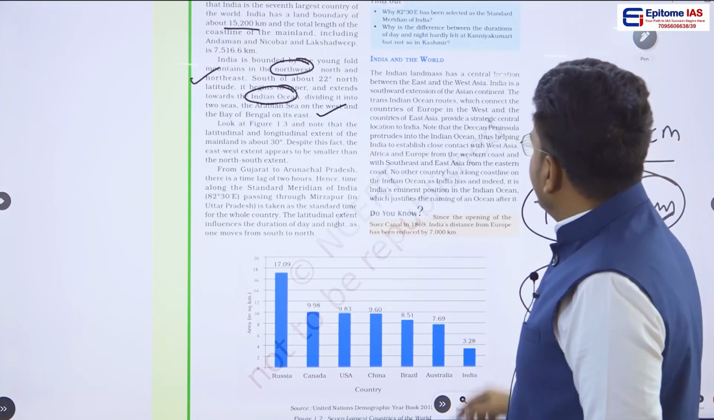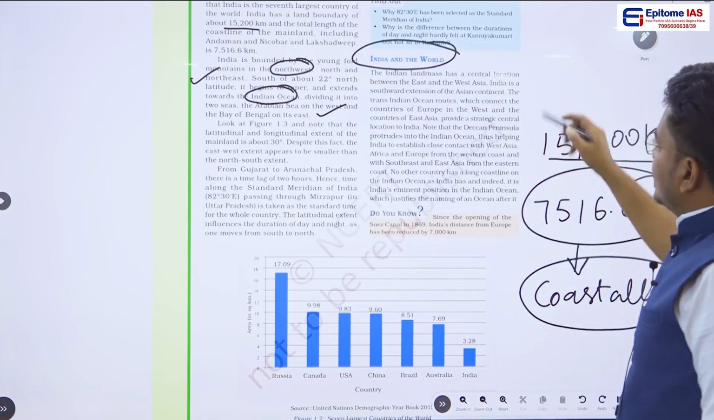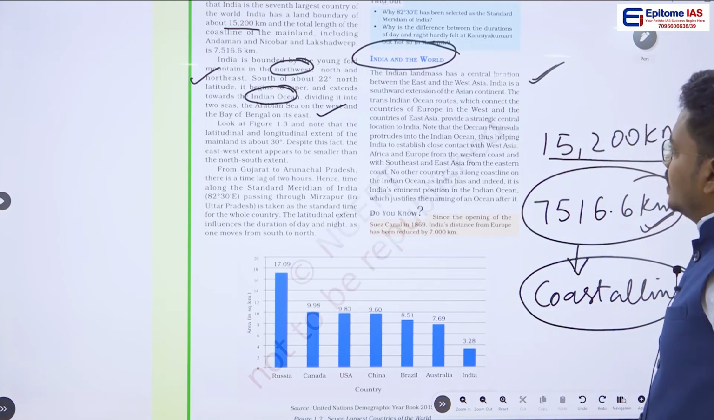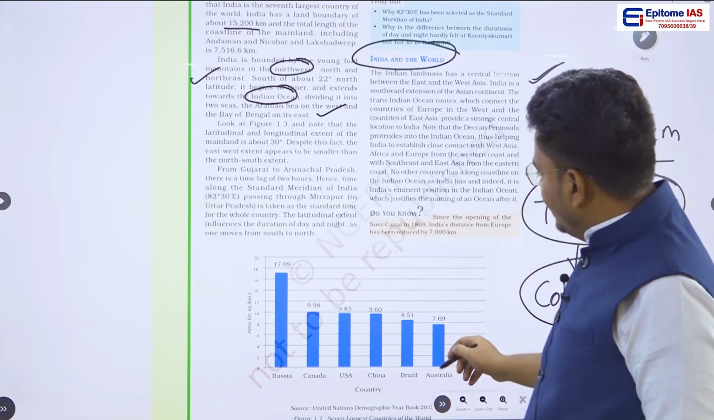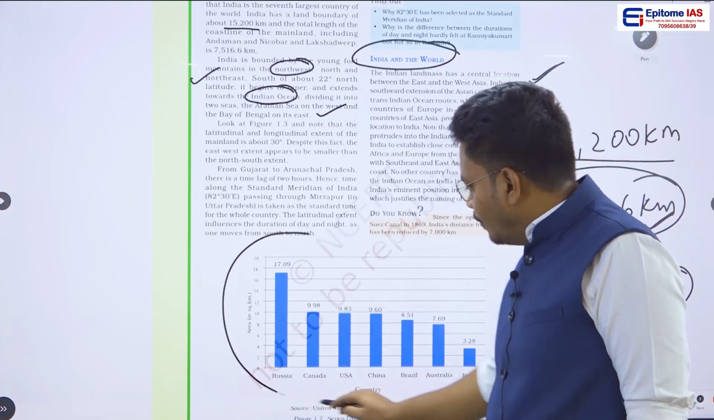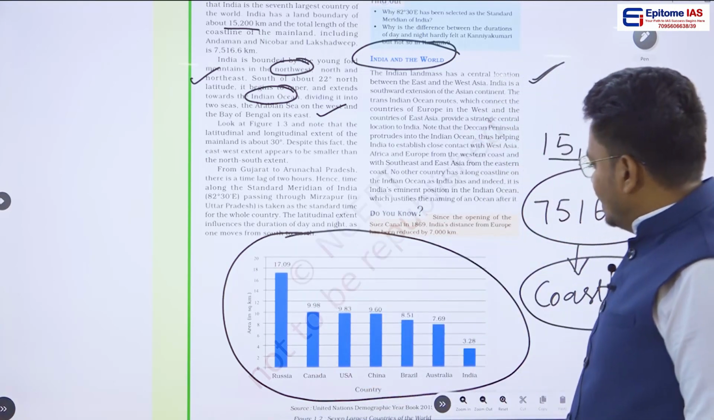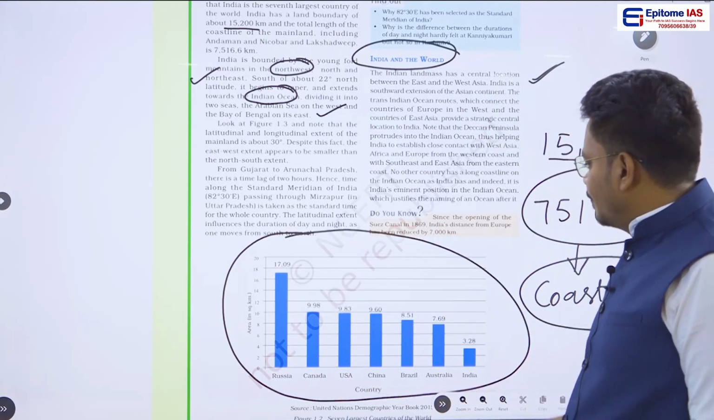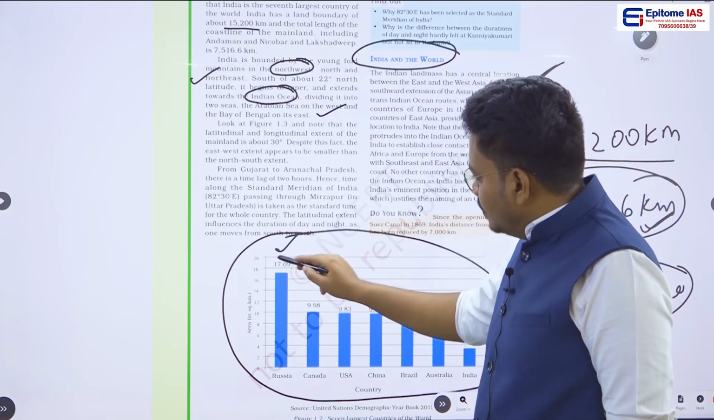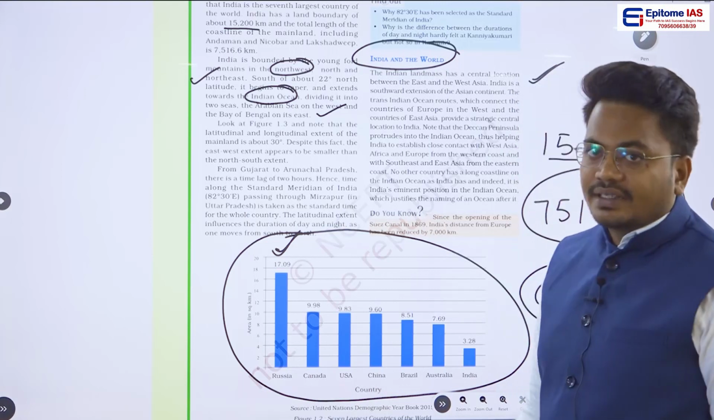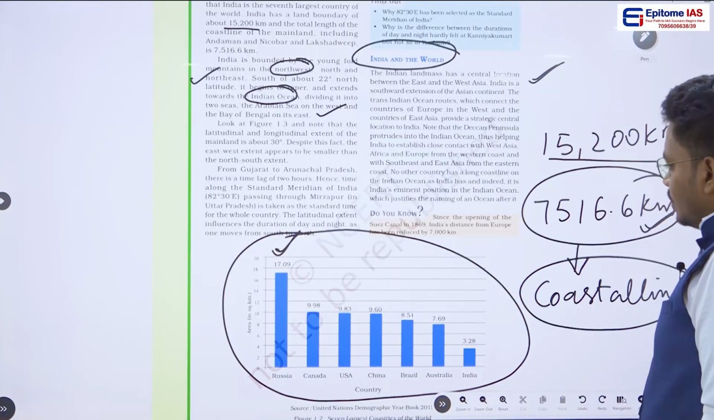If you compare India with the world, we can say that India is located centrally on the earth. Here he has given one graph. Through this graph we can understand that India's position with respect to area is 7th. Which country is in first place? Russia. Russia has 17.09 million square kilometers.